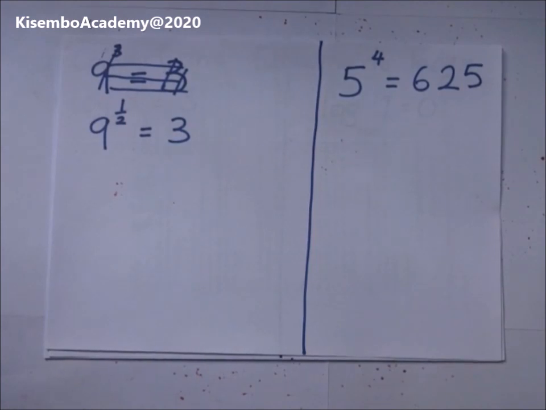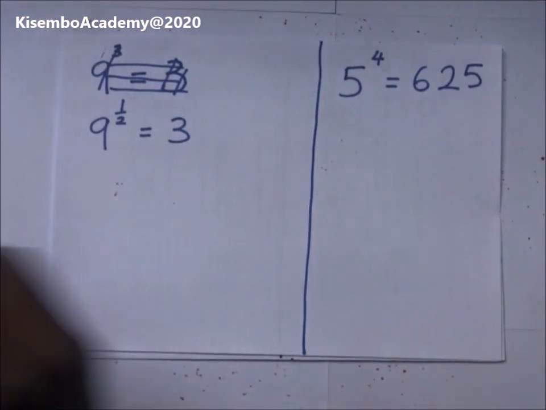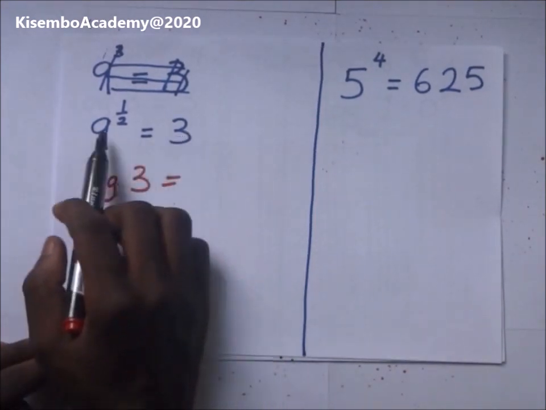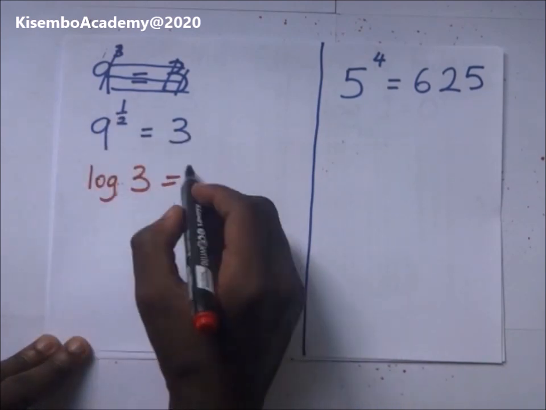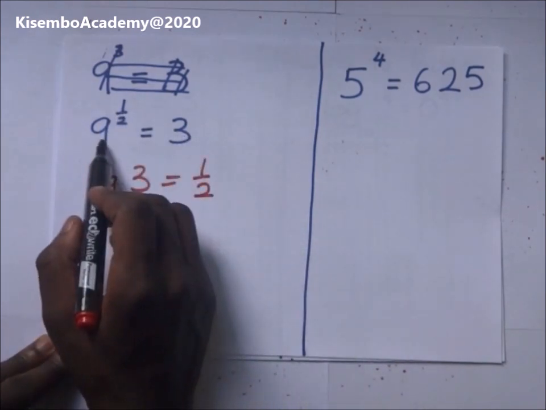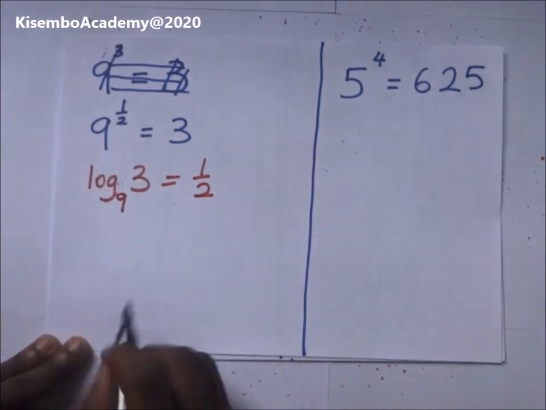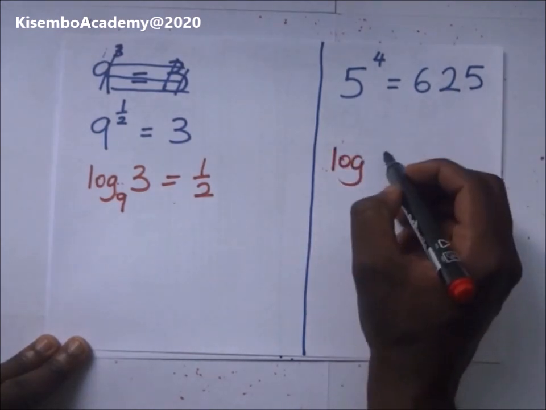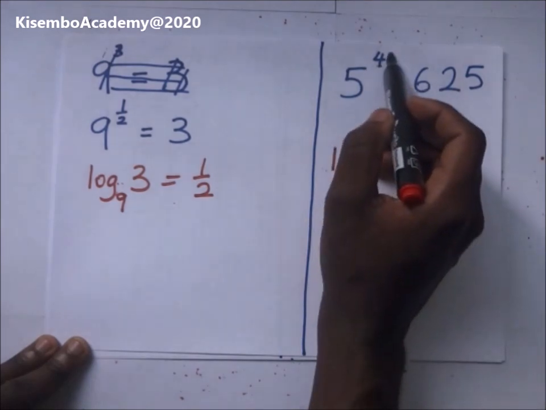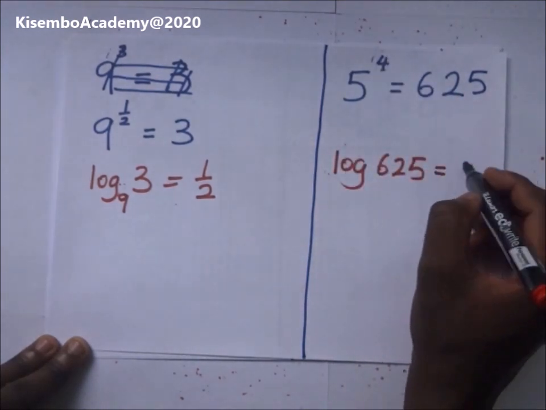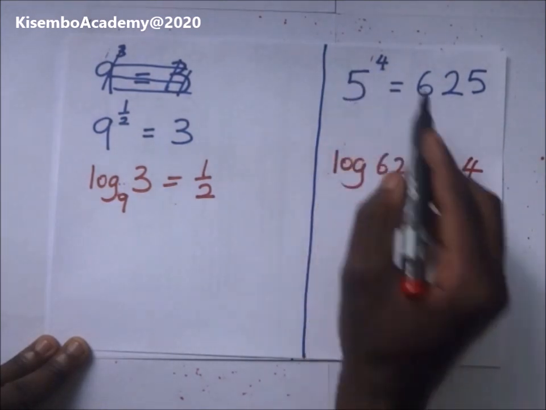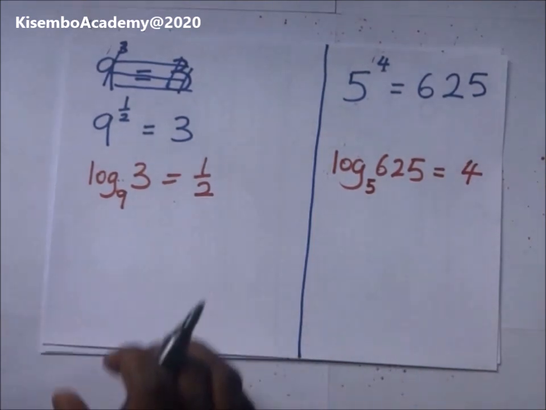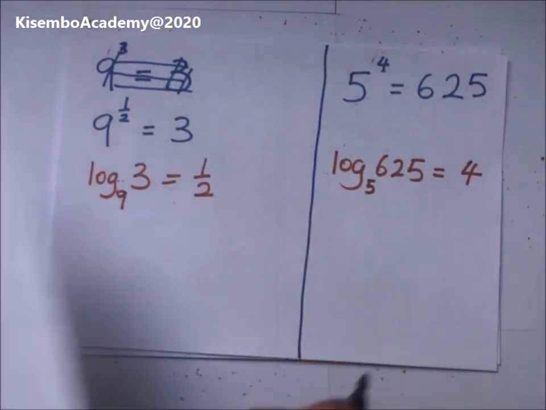Getting on to our next illustration, converting this number to logarithm, the logarithm of 3 is going to be a half, but it is to base 9. Likewise here, the logarithm of this number 625 is going to be equal to 4. But what's the base? 5. As simple as that.